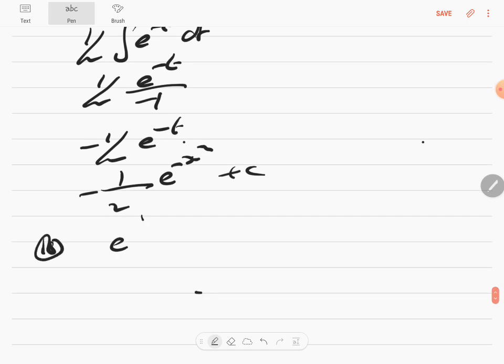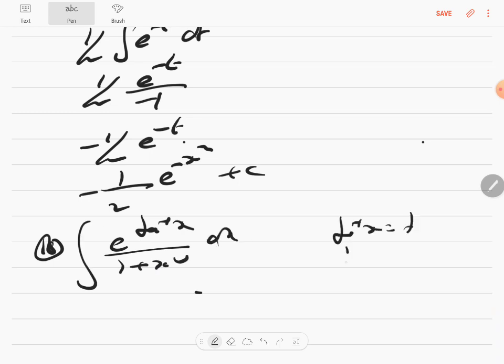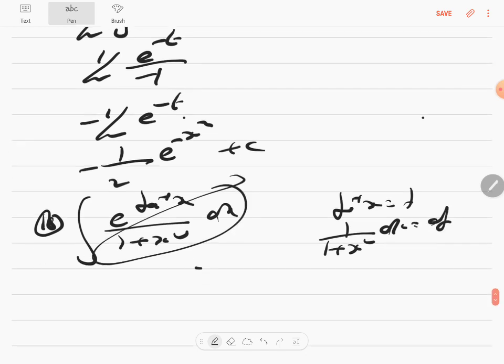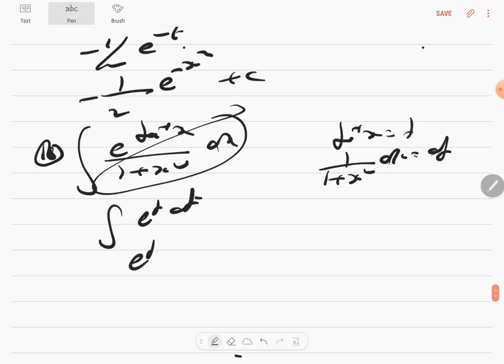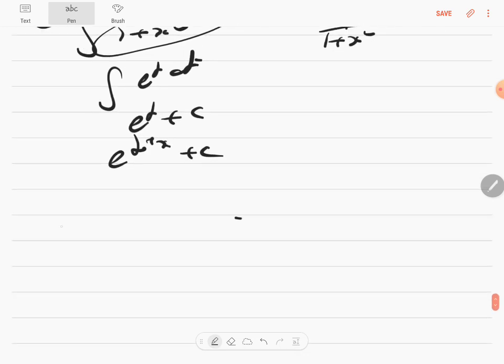18th question. e to the power tan inverse of x by 1 plus x squared. There's a clue here. Tan inverse of x as t, 1 by 1 plus x squared into dx becomes dt. This becomes e to the power t into dt. And integral of e to the power t is e to the power t plus c. e to the power tan inverse of x plus c. Let's go to the next question.